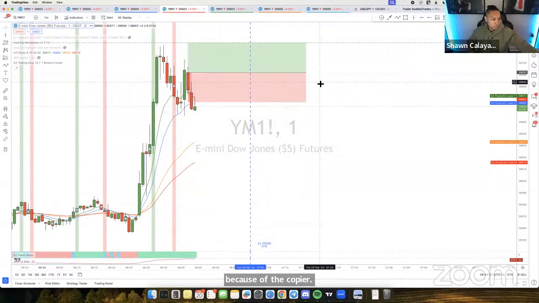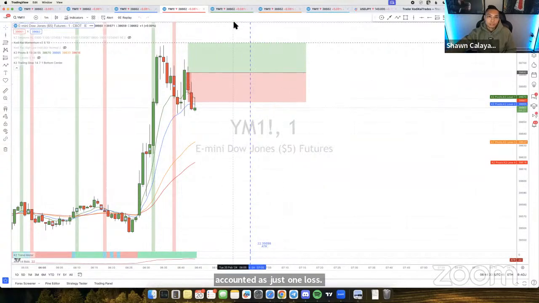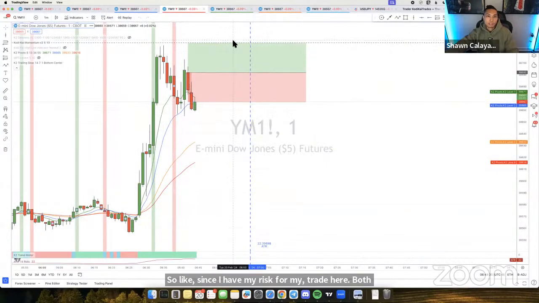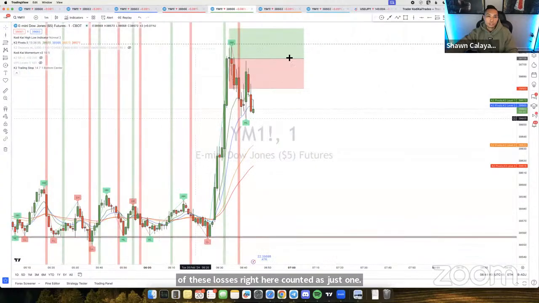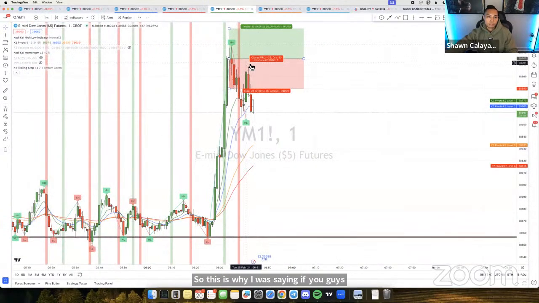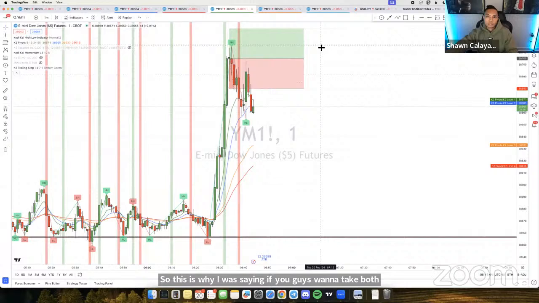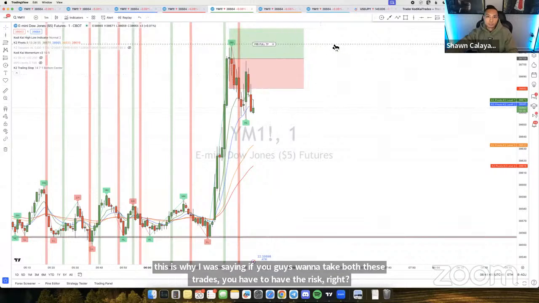All right, guys, so unfortunately today was a loss. But today would have counted as just one loss. Since I halved my risk for my trade here, both of these losses right here counted as just one. So this is why I was saying if you want to take both of these trades, you have to halve your risk, right? Because for here, normally I would take a 12 contract.